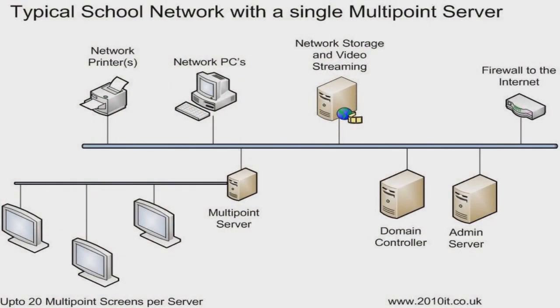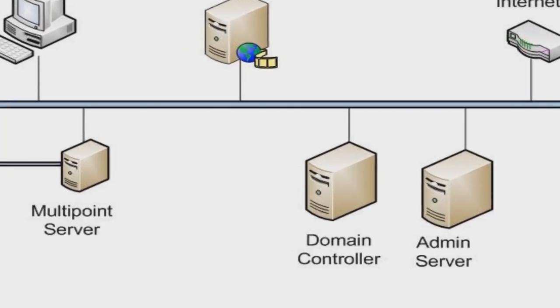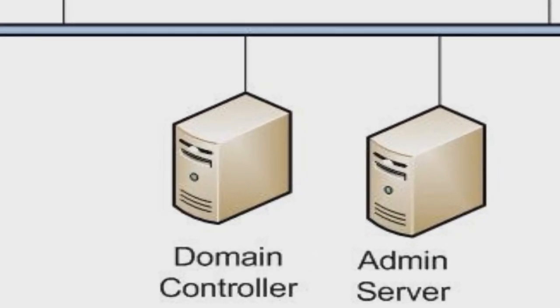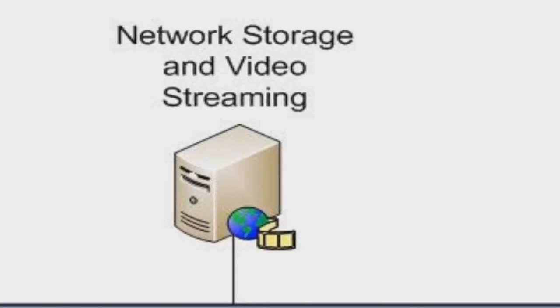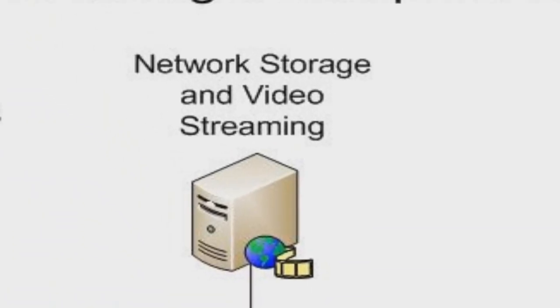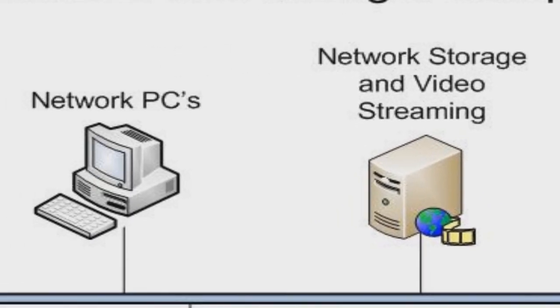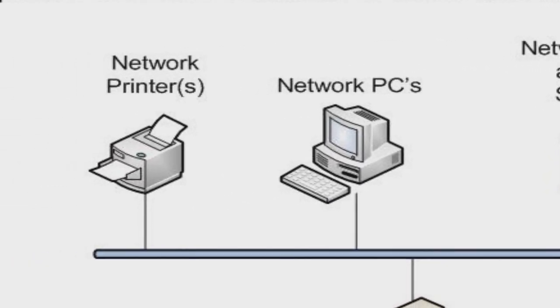This is a network diagram of a standard primary school. On the network is an admin server. More importantly, we have a domain controller. This will hold all the network resources, such as files, folders, and network printers. It will also contain all the users, such as staff and students. We also have some extra network storage and media streaming, as well as the normal network printers, PCs and laptops.